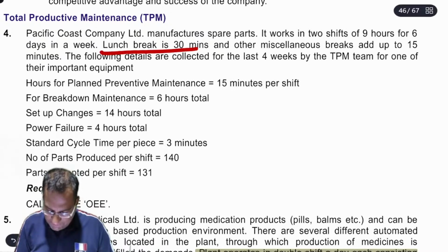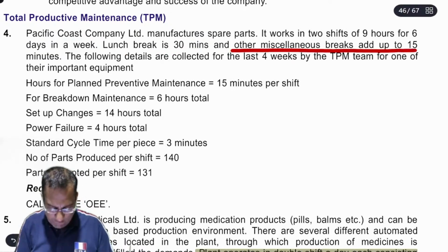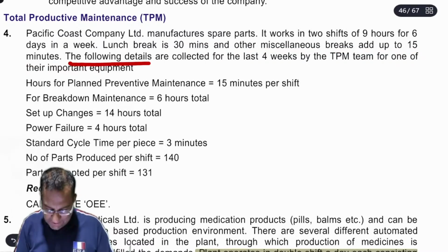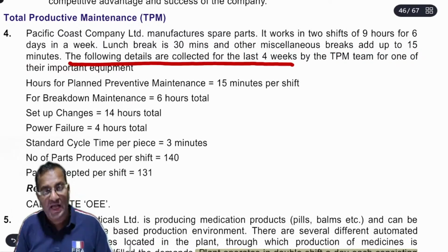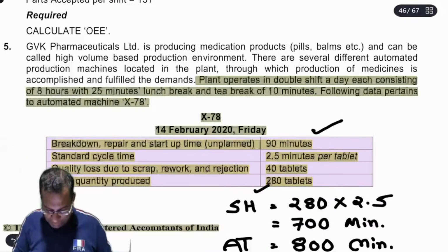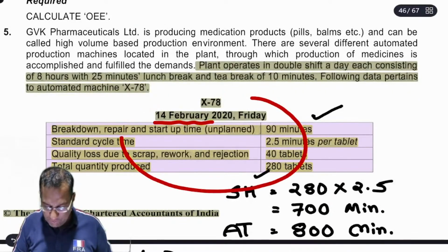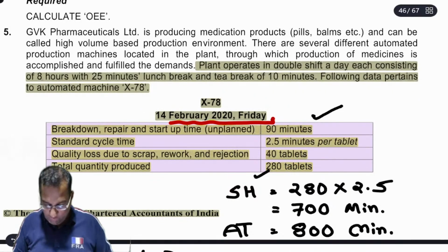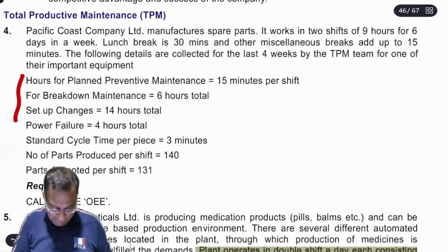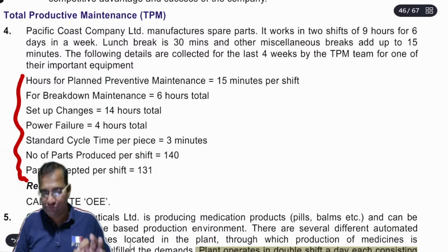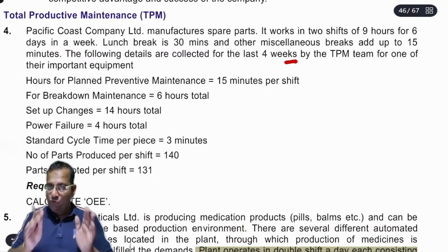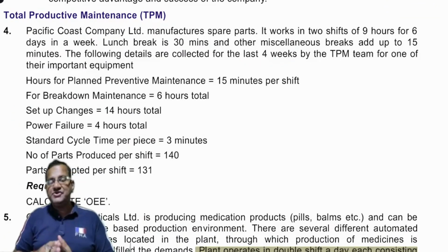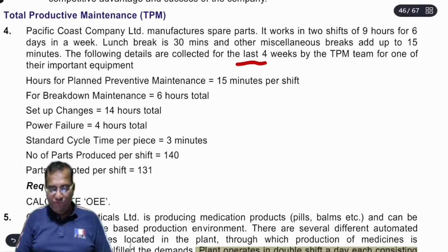Lunch break is 30 minutes and other miscellaneous breaks add up to 15 minutes. The following details are collected for the last 4 weeks. This is very important. In question number 5, this detail is given for a particular day, while in this particular question, these details are given for the last 4 weeks. So first we have to calculate how many shifts there are in a 4-week period, because this data is given for the complete 4-week period.